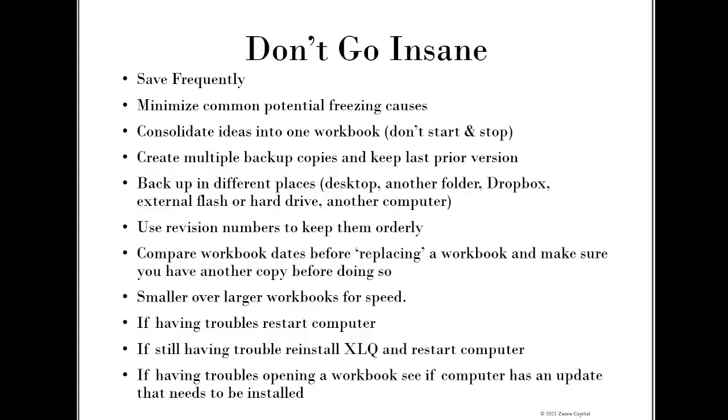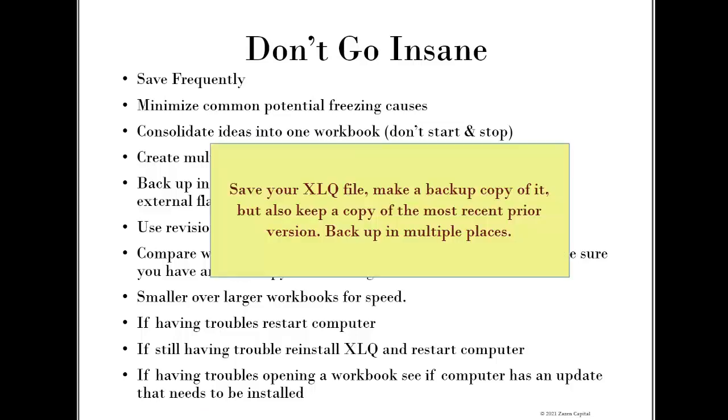Be sure and create multiple backup copies of whatever you're working on, and be sure to keep the last prior version. If you have a workbook, we'll call it workbook number 1, and you open it up and you work on it. You want to save it, you want to copy it. Then you open it up again, which we'll call workbook 2, and you work on that for a while and you make significant changes. Well, go ahead and save that and make a backup copy of that as well. But be sure to keep a copy of that first workbook, just in case information gets jumbled or if there's a problem with your Excel opening up your workbook.